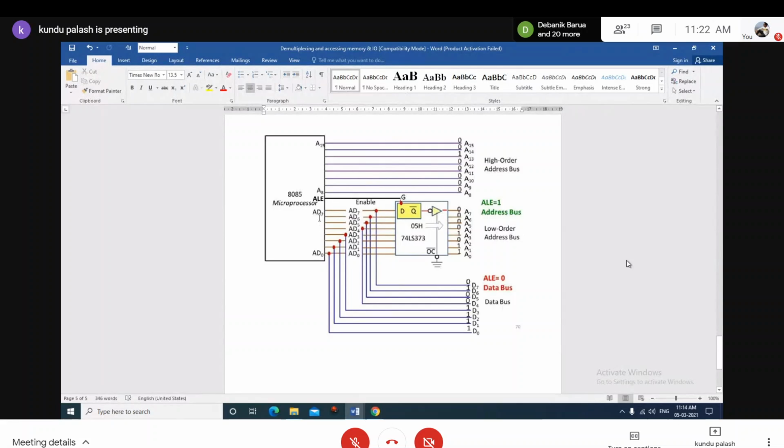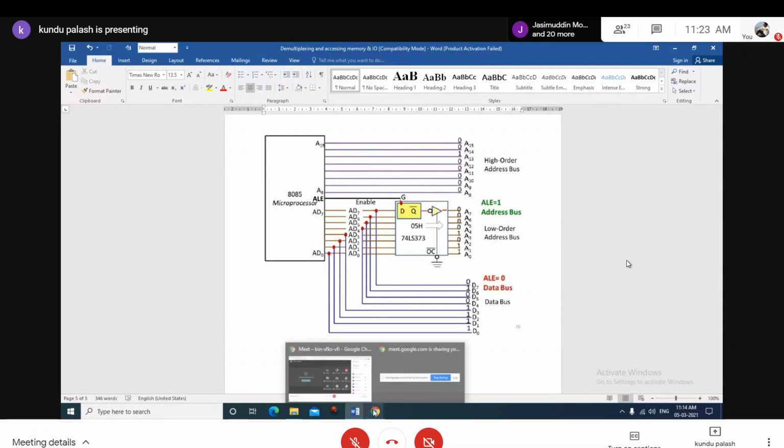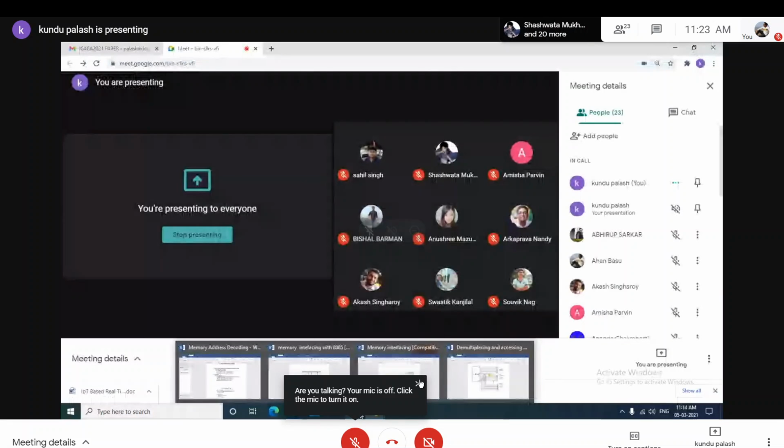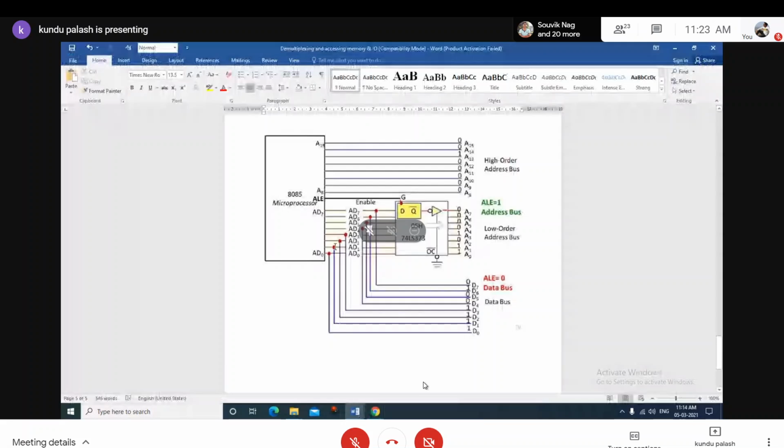8085 produces the multiplexed address data signals over the lower order address bus designated as AD0 to AD7. So you must understand the meaning of address data multiplexing and demultiplexing. Now, why is it done? Why is address and data information passed by the microprocessor over this multiplexed address data bus? If separate buses are used, then what will be the number of signal lines? That means 8 plus 8, 16. But with this address data multiplexing technique, 8 lines have been saved. So it becomes economical. Otherwise, the size of the 8085 CPU chip would be bigger.